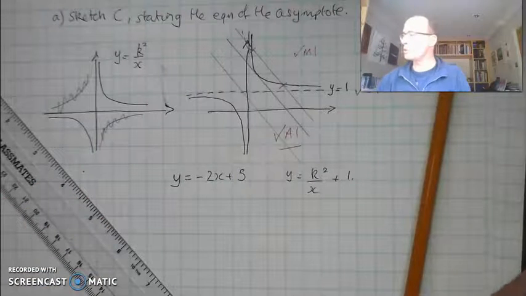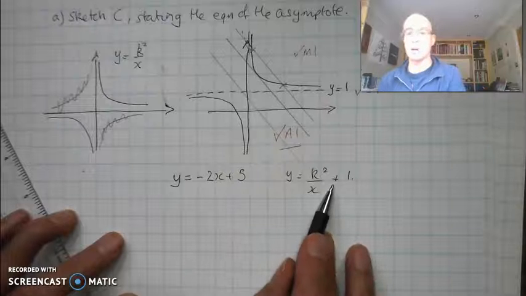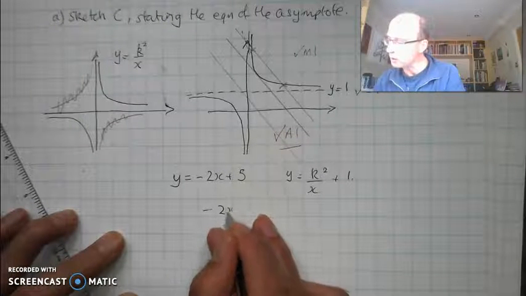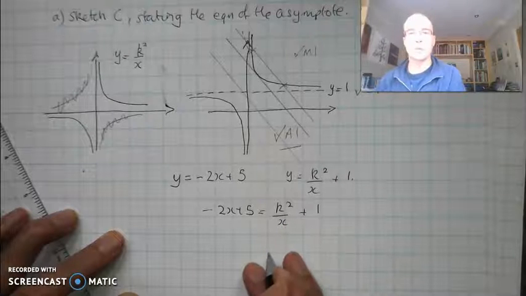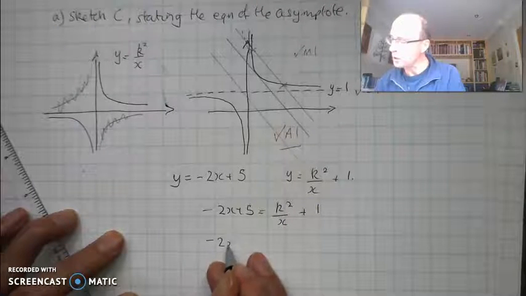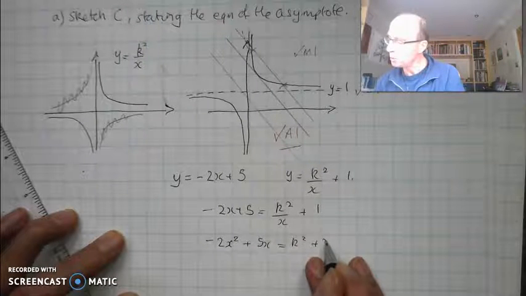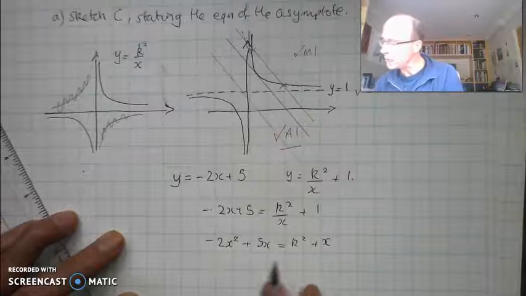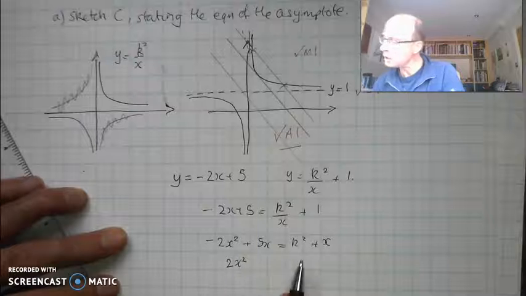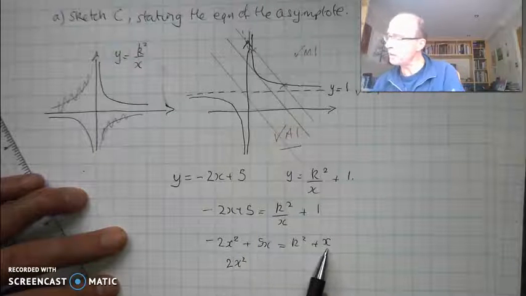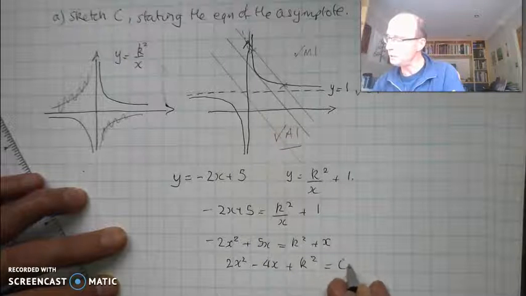But first of all, to find out what those points of intersection are, I need to equate my straight line with my curve. We were pretty good at doing this. We did minus 2x plus 5 equals k squared over x plus 1. Multiply through by x, I'm going to get minus 2x squared plus 5x equals k squared plus x. So I've got, remember my x squared over on the other side, I've got 2x squared, I've got plus x minus 5x, that's minus 4x, plus k squared is equal to 0.